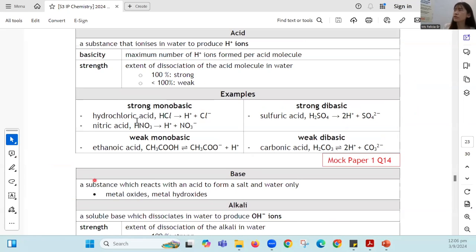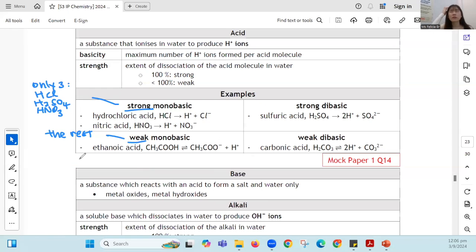For the strong acids, you need to remember the 3 strong ones. Only 3. The rest, you put under weak. The only 3 strong ones are the ones that you're very familiar with: hydrochloric acid, sulfuric acid, and nitric acid. The rest, you put under weak. Like phosphoric acid, or citric acid in citrus fruits like lemon and orange, also under weak.